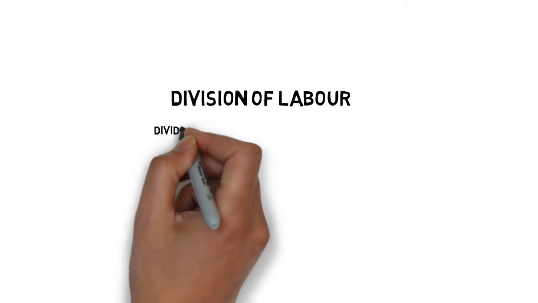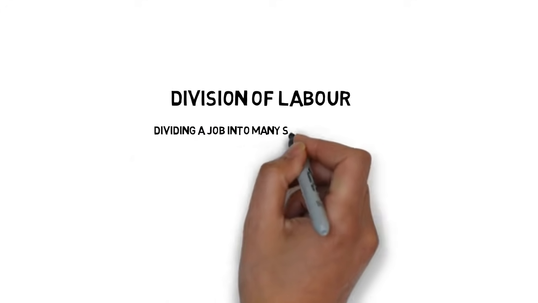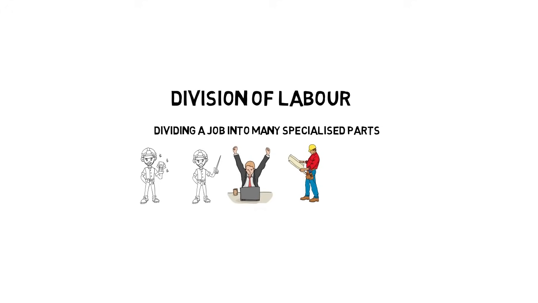Division of labor means dividing a job into many specific parts, with a single worker or a few workers assigned to each part. It is dividing the production process into different stages, enabling workers to focus on a specific task.